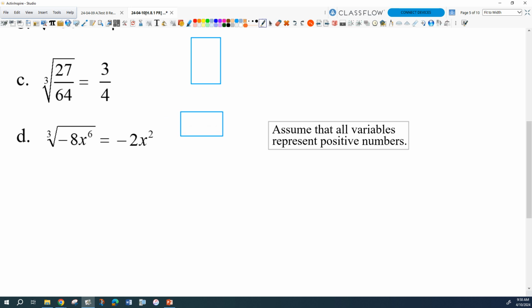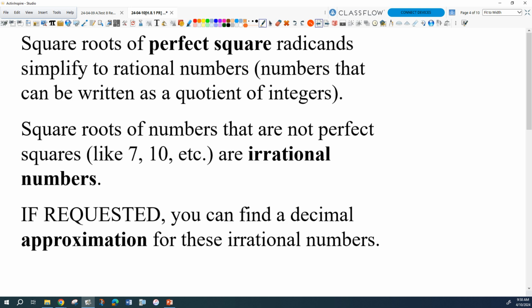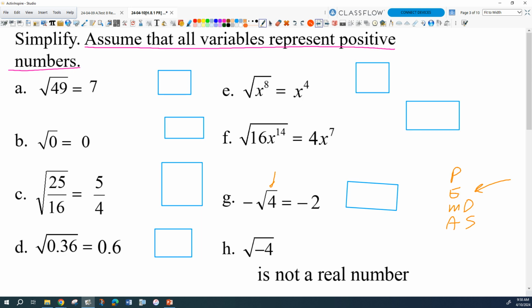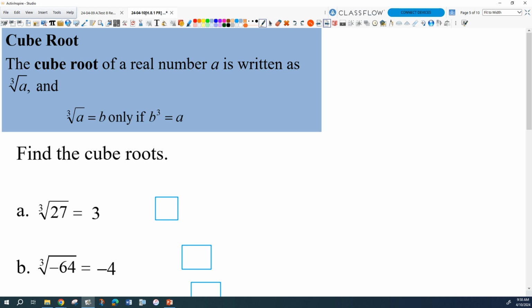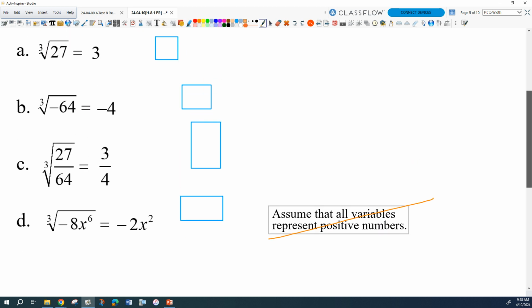Now, I want to make a point here also. We don't have to make that assumption here. We did previously, and this is a really subtle point. It's not like it's that big a deal, but when we did this page here, we had to always assume that all the variables represented positive numbers. Look at that page. How come I don't have to do that here? Because they're cube roots. And I can take cube roots of negative numbers, right? So we don't have to make that assumption.